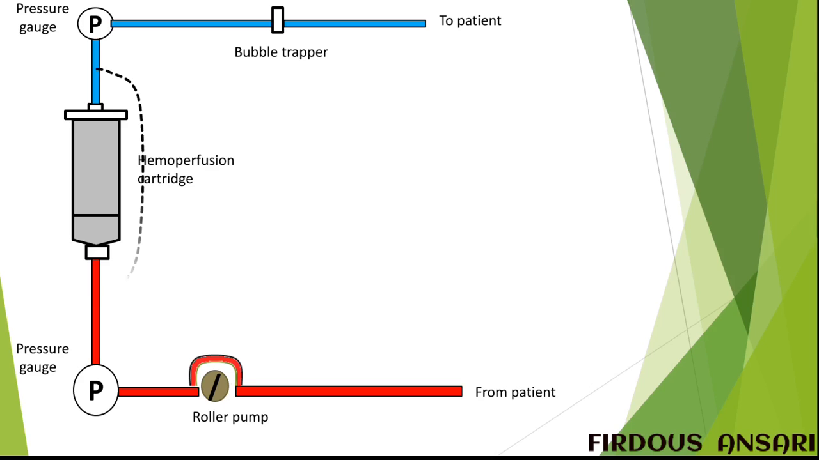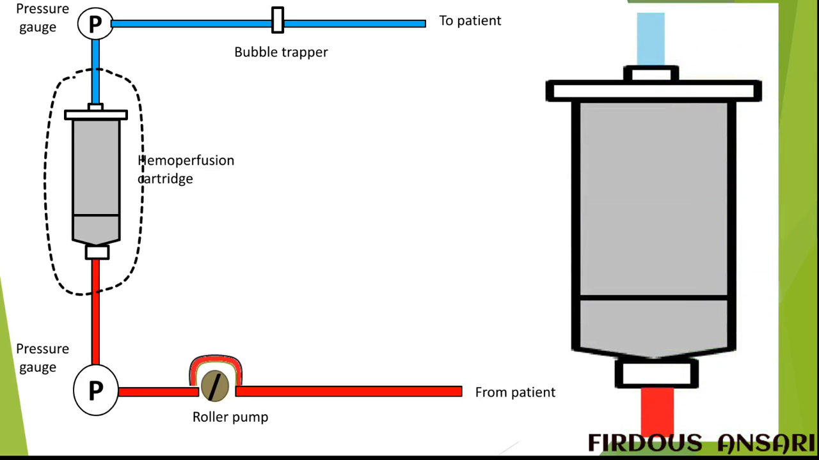Now here, if we try to zoom into this hemoperfusion cartridge, we will find something like this. From the patient's blood, along with the blood components, impurities will be there. Suppose this red ball is the blood component and yellow and green balls are impurities, and these impurities will get adsorbed on this material. The purified blood will be removed out, but the impurities will remain adsorbed on the hemoperfusion cartridge only.